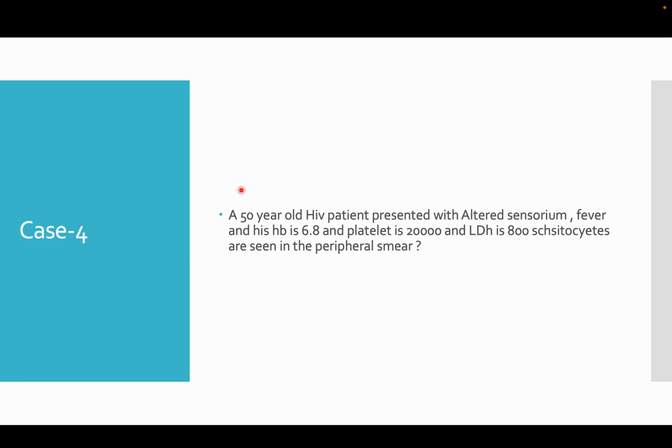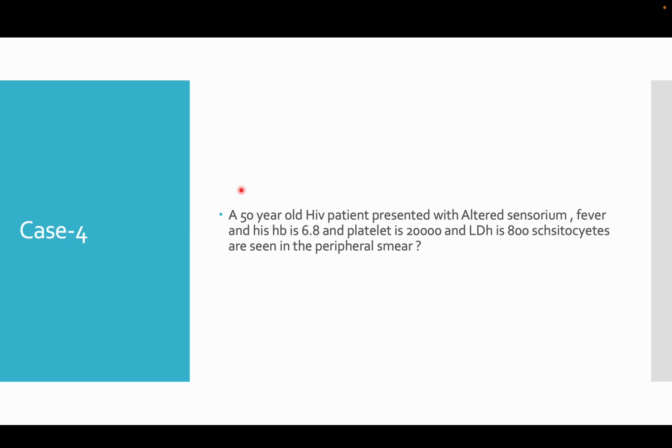A 50-year-old male with HIV presents with altered sensorium and fever. HB is 6.8, platelet count is 20,000, and LDH is 800. Schistocytes are seen in the peripheral smear. So the patient has altered sensorium, meaning neurological manifestation, fever, HB of 6.8, platelet count of 20,000, and raised LDH. Definitely hemolysis is happening, and schistocytes are present. That is suggestive of microangiopathic hemolytic anemia.